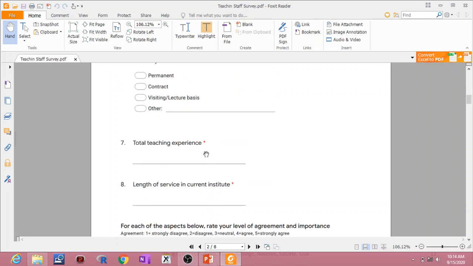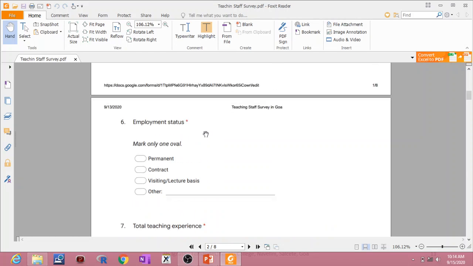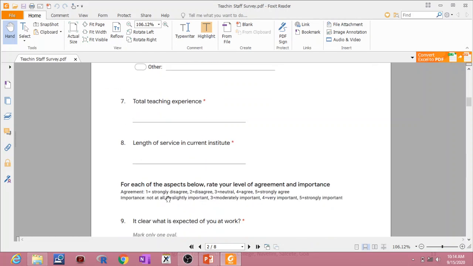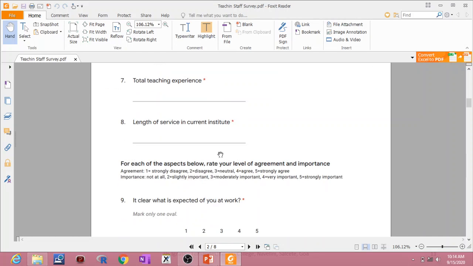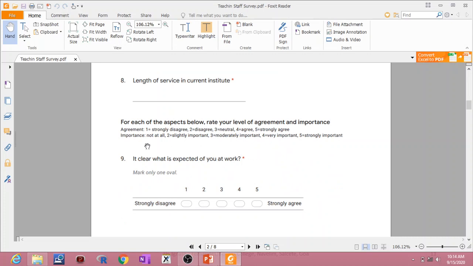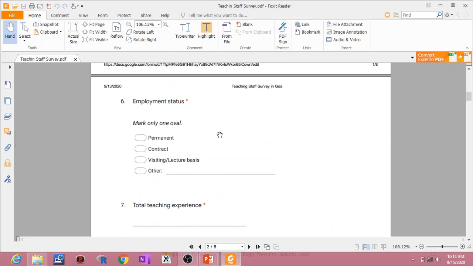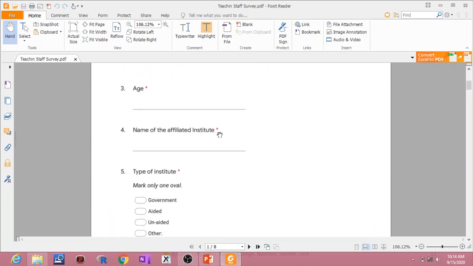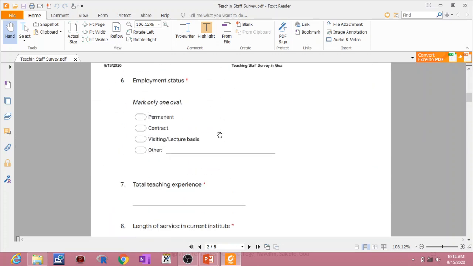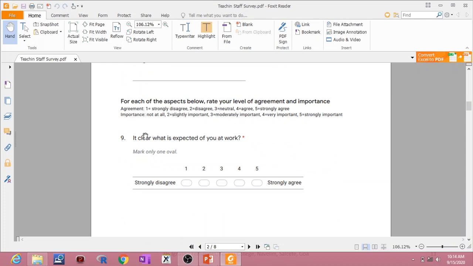Total. So this is an open-ended question. These are multiple choice questions. Okay, so you'll see all sorts of questions here. Now these are target questions, while all these were classification questions and administrative questions. Then your target questions. So we are going from general to specific, simple to complex, and in a logical sequence.